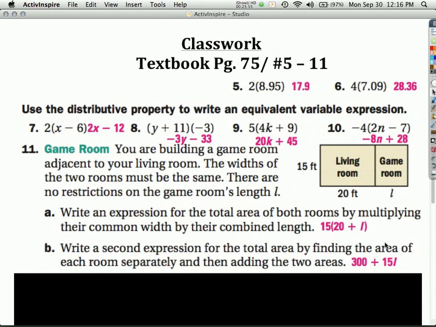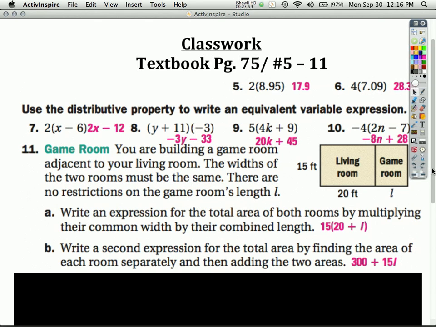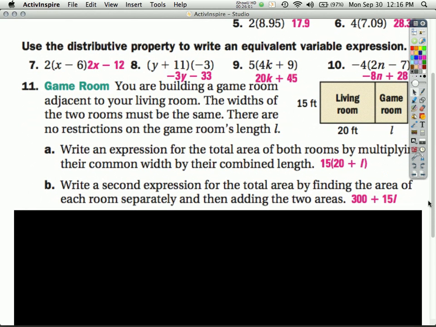Was that obvious or was that easy? No, that was not easy in any way. And Part C.